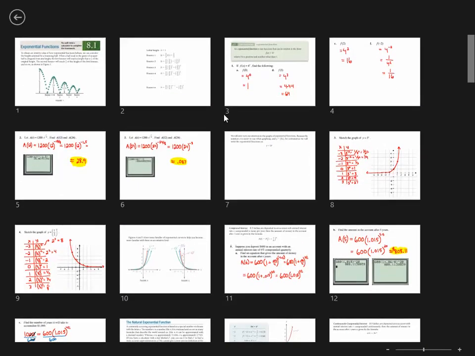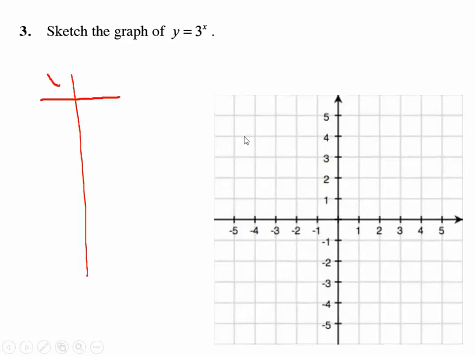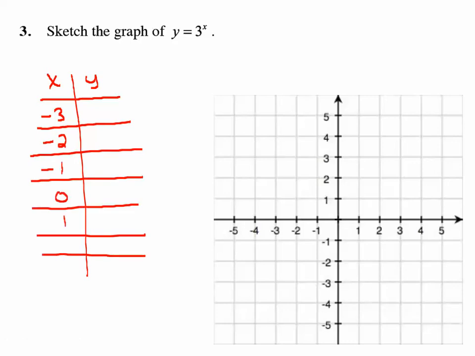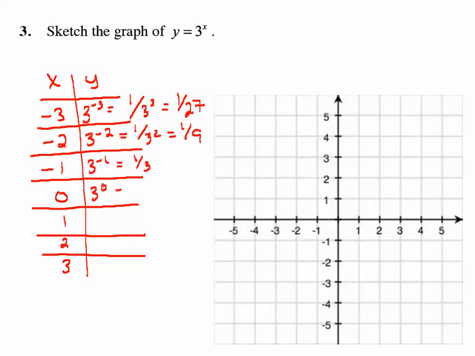All right. I'll even be generous here. I'll go back to it as well. And we did something that looks like this, is that right? So 1/27th, then 1/9, then 1/3, then 1, then 3, then 9, then 27. And again, we need these points right here when we're going to be looking at the graph.